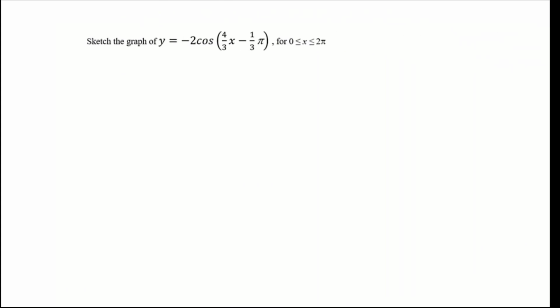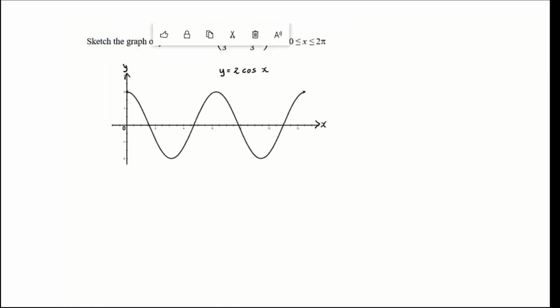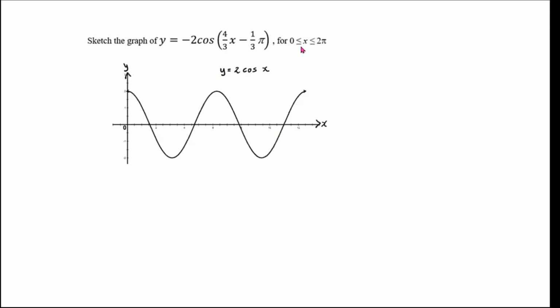Now we look at this example. Sketch the graph of y equals negative 2 cos 4 over 3x minus 1 over 3 pi for x greater than 0 to 2 pi. So from the equation, you can see that we can take the parent graph of y equals 2 cos x as the parent graph. When we look at the domain, because the domain is greater than 0 up to 2 pi, we just need to take the positive values, negative values we just ignore.